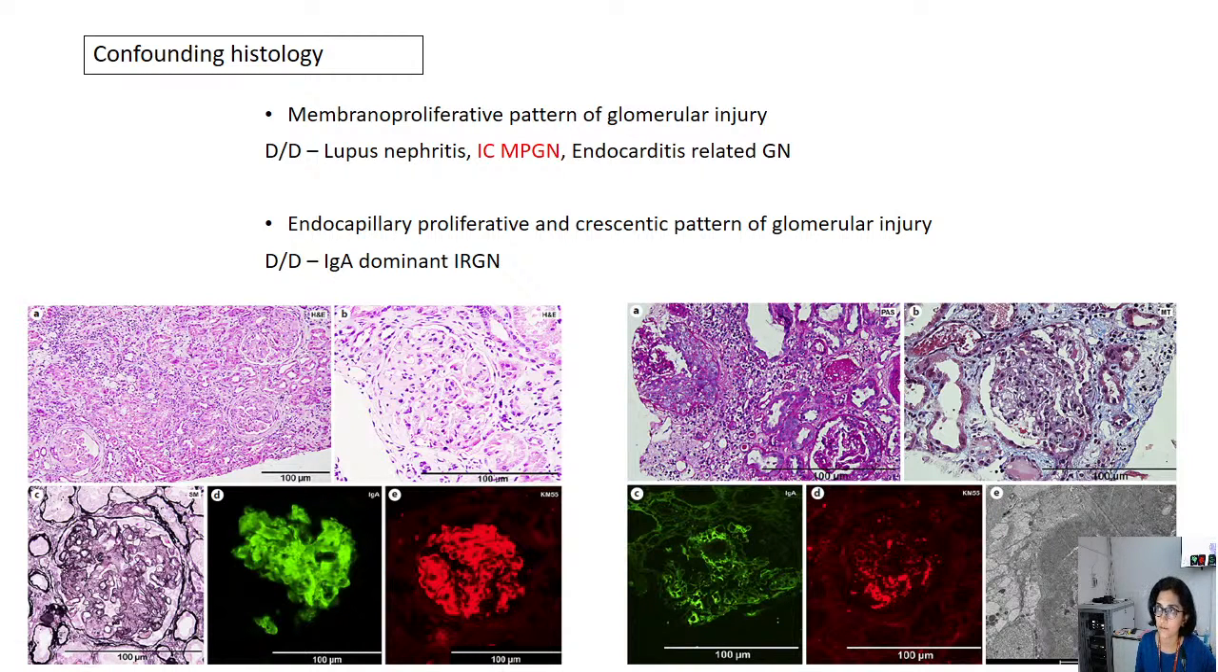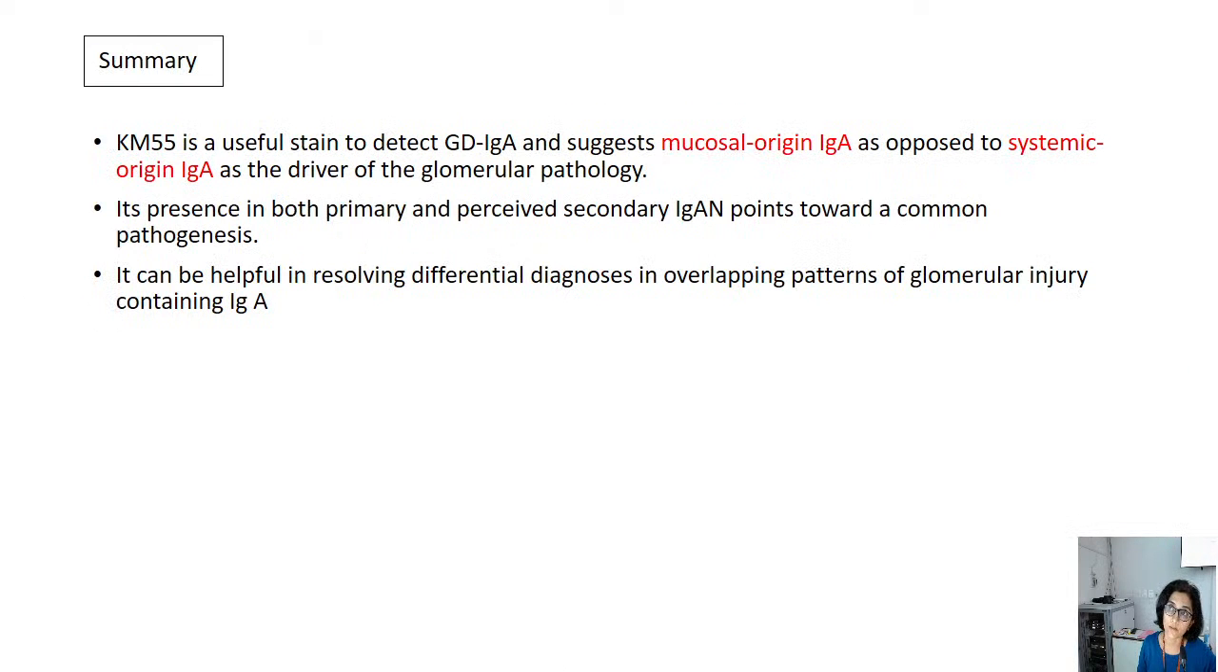rather than just saying IC-MPGN. This is another patient who had an endocapillary proliferative and a more crescentic pattern of glomerular injury, where the differential diagnosis would be IgA dominant IRGN. A lot of IgA there, but again, we could prove that it's Gal-deficient. We could prove the presence of deposits. So this was just a more proliferative pattern of IgA nephropathy. So we are much clearer now in the way that we look at these cases.